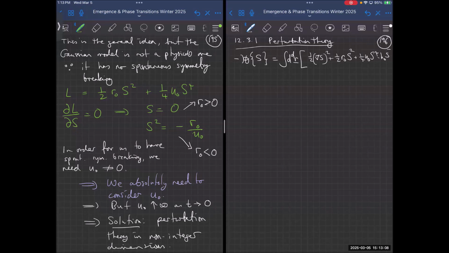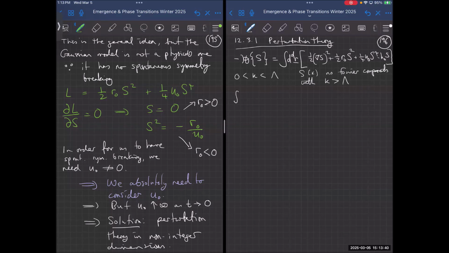This is the same Hamiltonian that we had before. We're going to do the same thing that we did before. We're going to start off with k defined between naught and lambda, and S of k has no Fourier components with k greater than lambda. That's the idea of coarse graining.